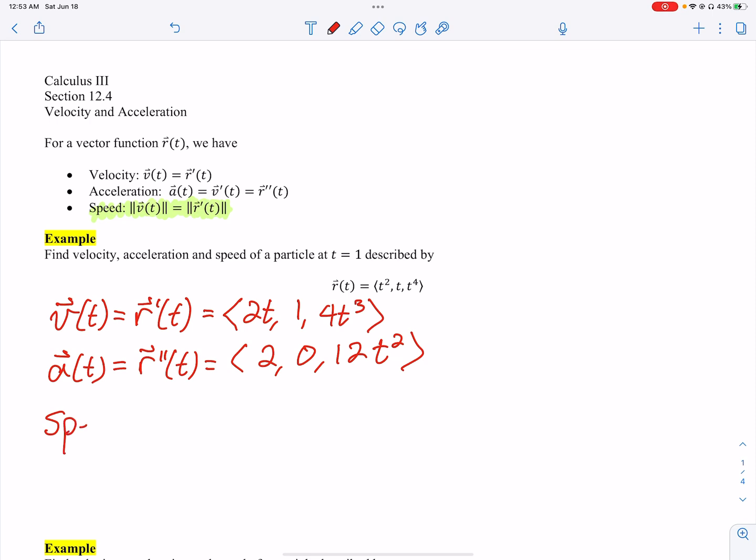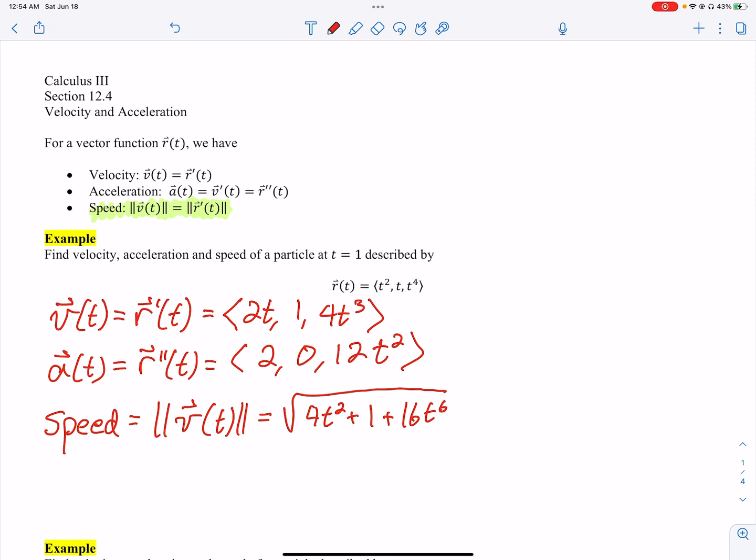If I wanted speed, that is the magnitude of velocity. So I'm just going to take the magnitude of that velocity up there. I get the square root of 4t squared plus 1 plus 16t to the sixth.